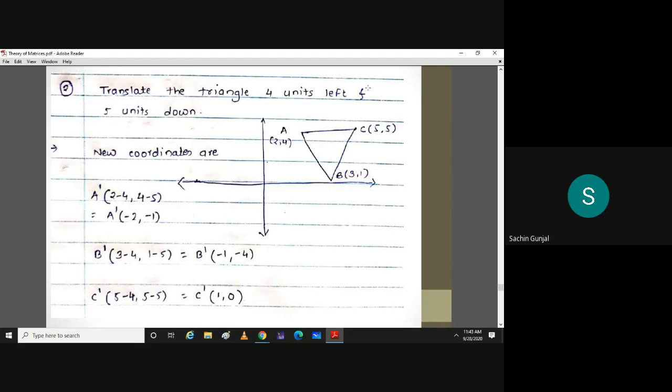So this is translation, isn't it? Tx, ty. Tx is your minus 4, ty is your minus 5. You got my point? Yes, sir. Tx is minus 4 and ty is minus 5. All right, so such questions can be asked. You may find some square, then translate this square by a certain amount to left, right, up, down, and so on. Such questions will be there.